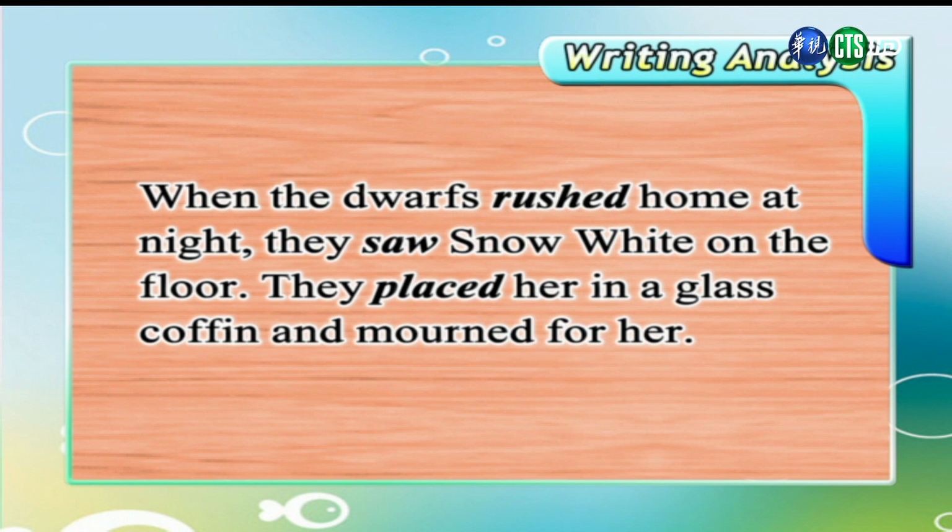bit later, this is when the dwarves come home at night and they see Snow White. She's on the floor. They think she's dead. And so we have these single events that are happening in progression. They rushed, they saw, and then they placed. And so we're using the past tense, the simple past tense, for these three events.